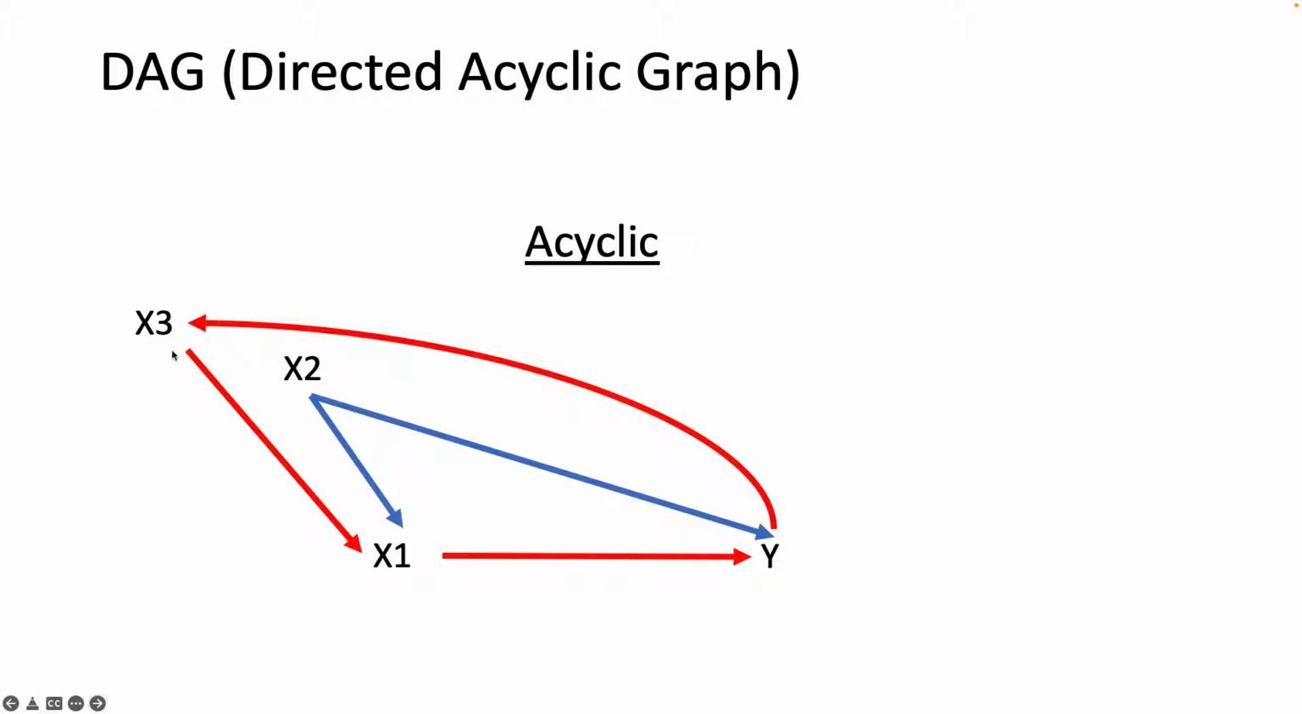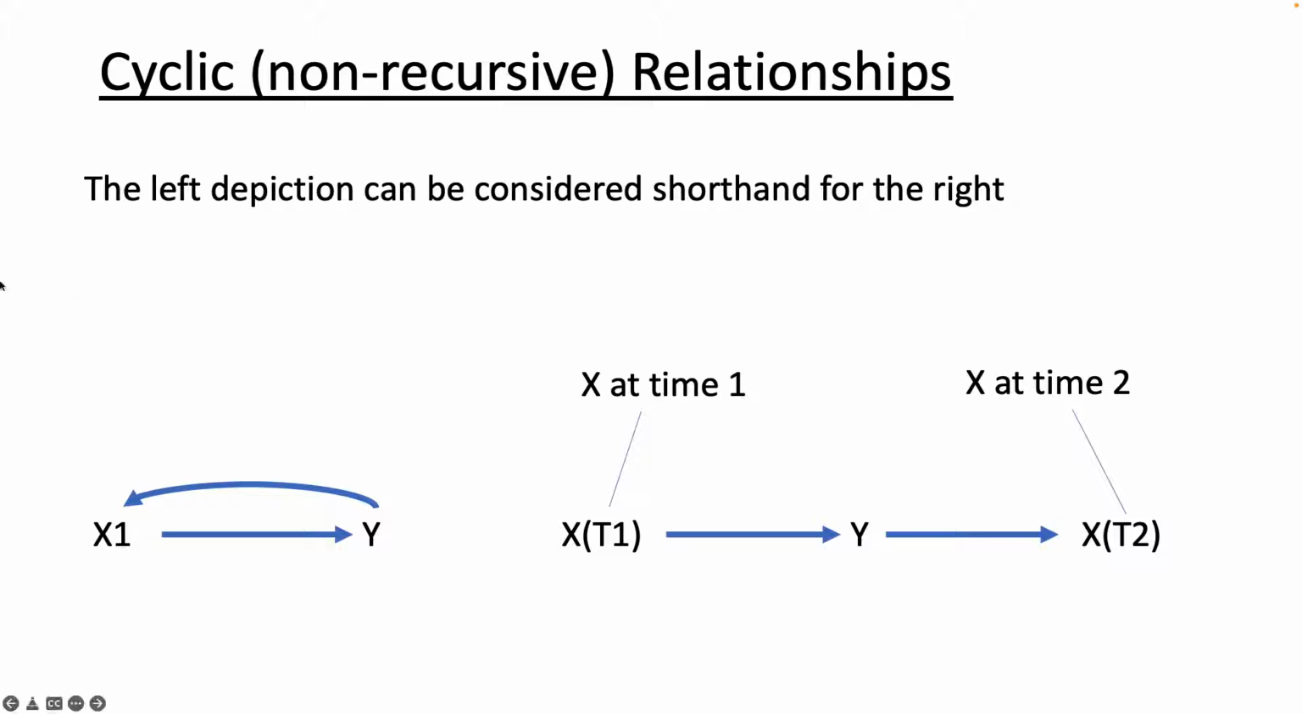The A is acyclic, and this is an example of a relationship that loops back on itself. So x3 makes its way to y, and then y loops back on x3. This is kind of a problem in DAGs, and you might be able to come up with some relationships that have a positive feedback or negative feedback relationship. But if you break it down, what's happening here on the left is really shorthand for what's happening here on the right, where there's an x variable at one time and an x variable at another time.